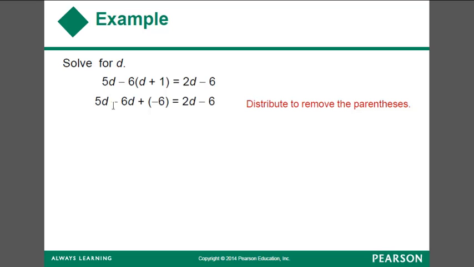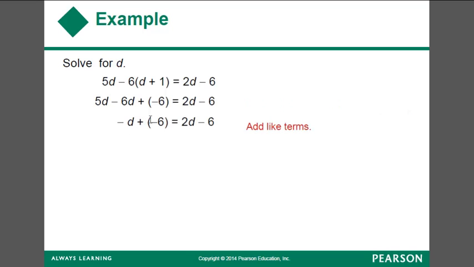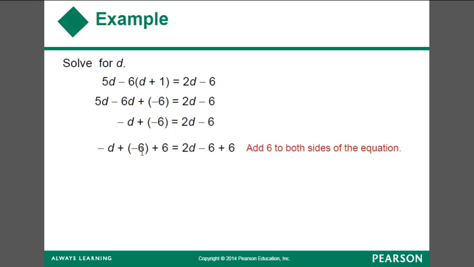Now I can combine like terms on the left-hand side of the equal sign, 5d minus 6d, which will give me a negative d plus a negative 6 equals 2d minus 6. I need to try to get the d by itself, so I'm going to add a positive 6 to both sides. And if you notice, I've added a positive 6 to both sides. These 6's will cancel each other out, as well as these 6's.